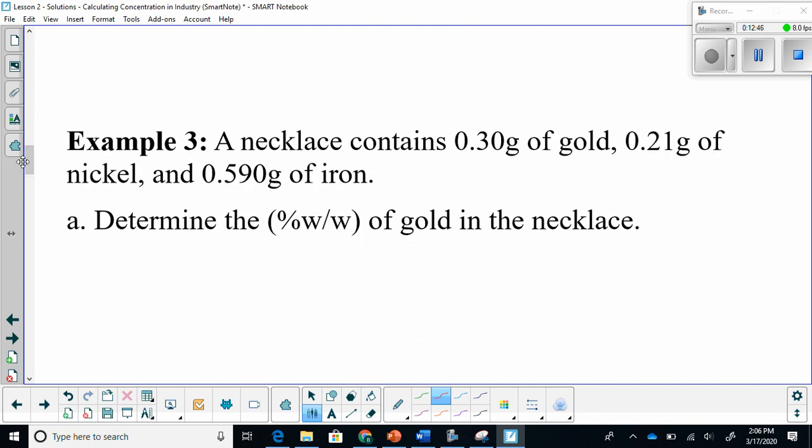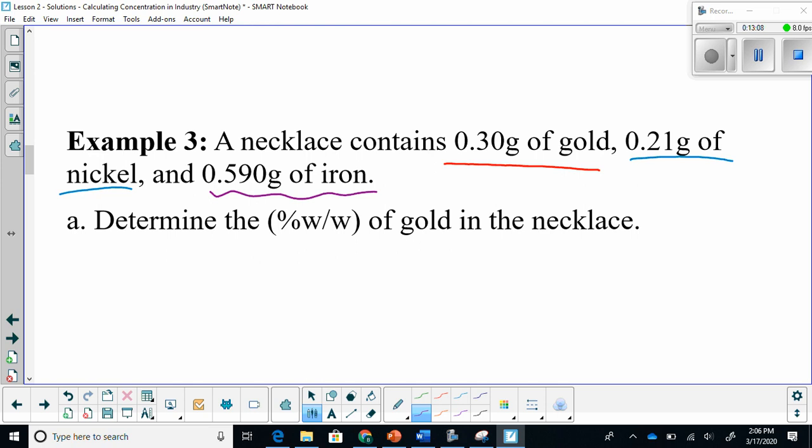So in this example, we have a necklace that contains 30 grams of gold, 0.21 grams of nickel, and lastly, 0.59 grams of iron. Okay, most jewelry is made from a combination of different metals.